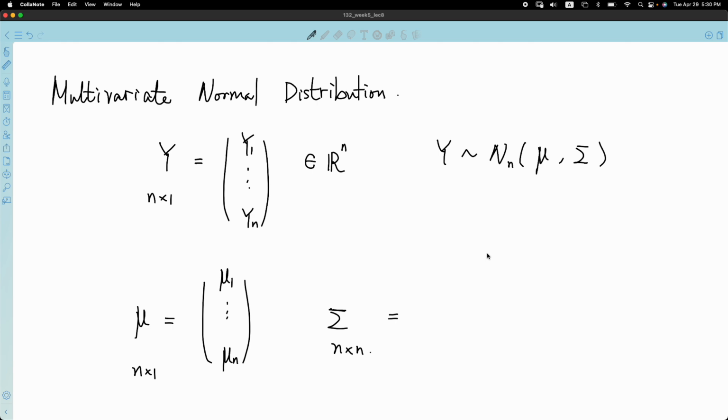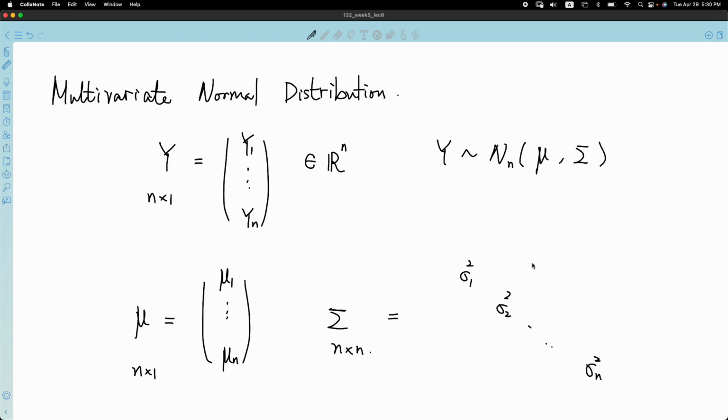First of all, it's an n by n matrix, and let's fill out the diagonal elements. On the diagonal, the 1,1 entry is lowercase sigma 1 squared. For the 2,2 entry, you have lowercase sigma 2 squared, all the way to sigma n squared for the nth element. So those are the diagonal elements.